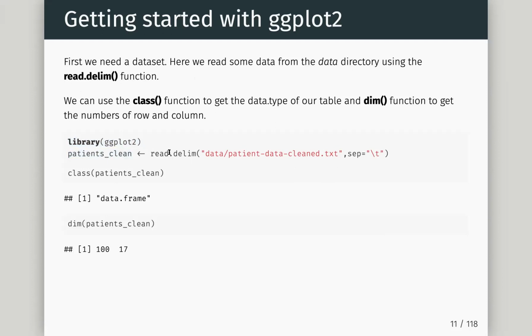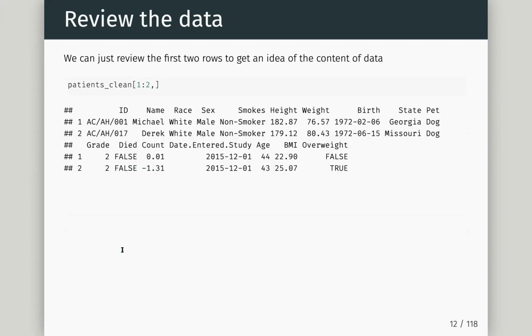Get our data, we can do read delim. It's in our data directory. It's tab separated. I don't give it any more. The data frame has 100 patient rows, 17 columns. Okay. And if we look at just the first two, could have done head here, we can see we have ID, name, and then lots of generic information on the person.